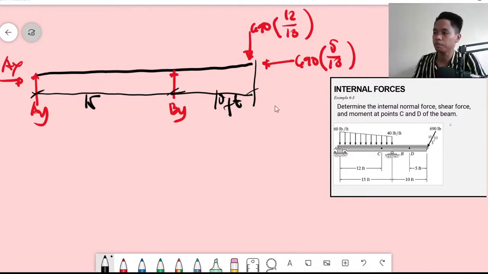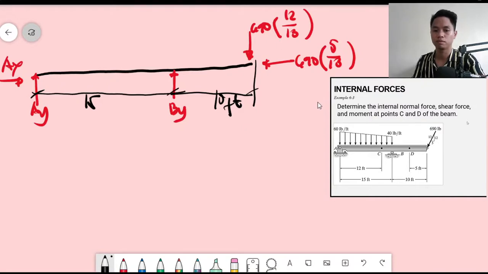Okay, so let's simplify this trapezoidal loading. It is at the bottom. To simplify it, as I did before, I'm going to make this a rectangle. The rectangle's area would be 40 multiplied by 15, which is equal to 600. Then on top of the rectangle, I have this triangle, which I shaded.